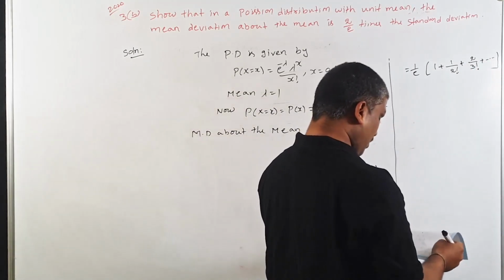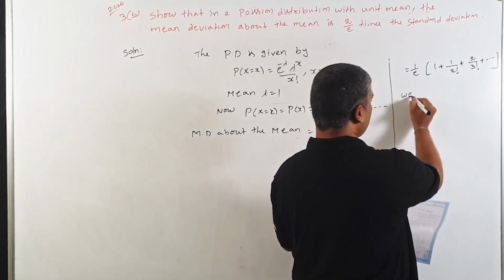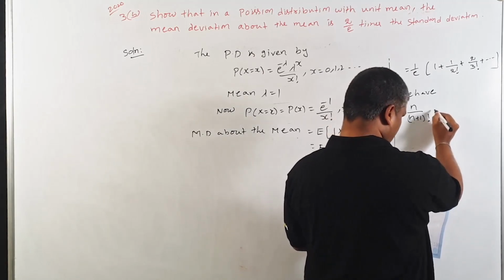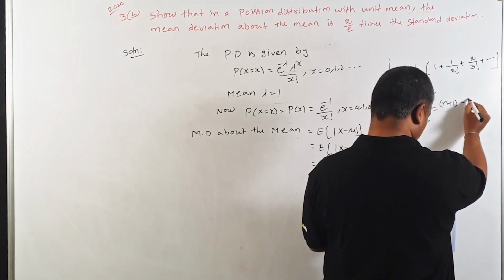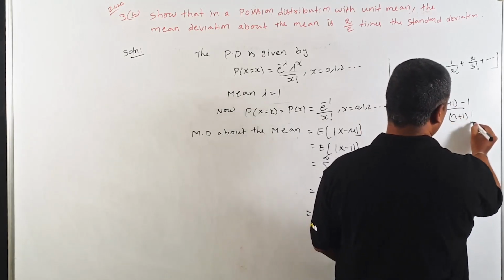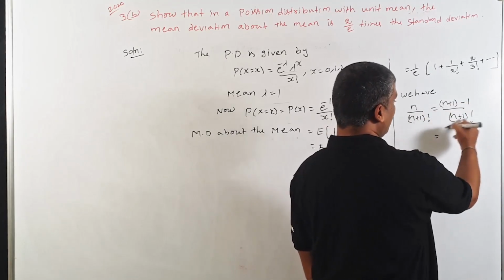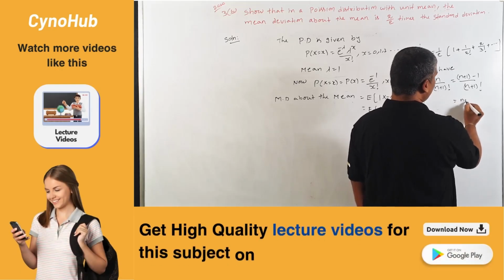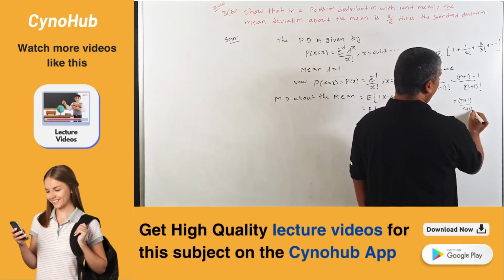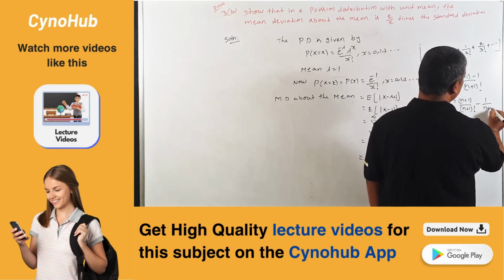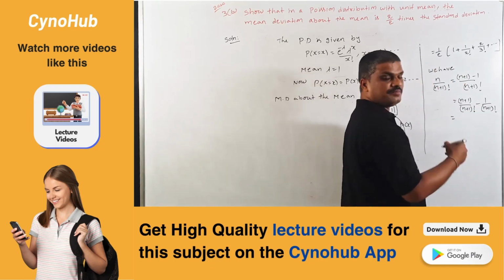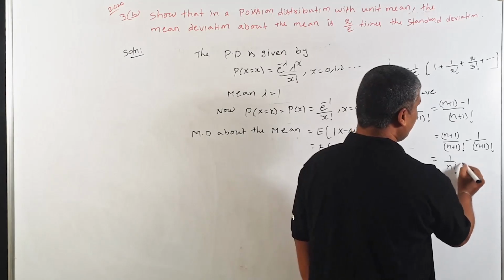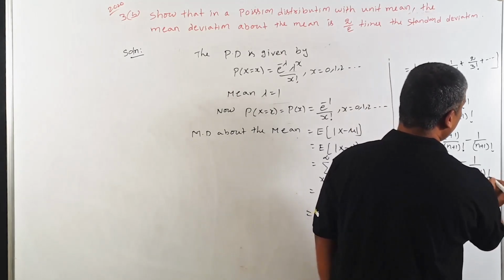Now we have one standard result. What is our standard result? n by n plus 1 factorial can be written as n plus 1 minus 1 by n plus 1 factorial. If you split the numerator terms over the denominator term, you will get n plus 1 by n plus 1 factorial minus 1 by n plus 1 factorial. n plus 1 factorial means n plus 1 into n factorial. n plus 1 gets cancelled, giving 1 by n factorial minus 1 by n plus 1 factorial.